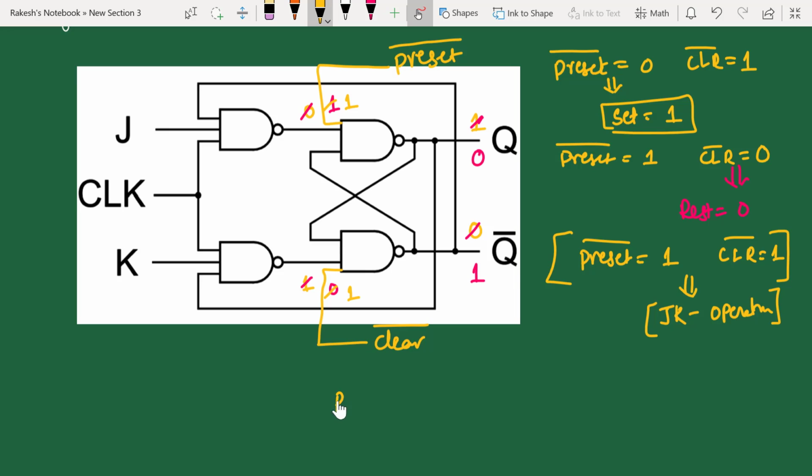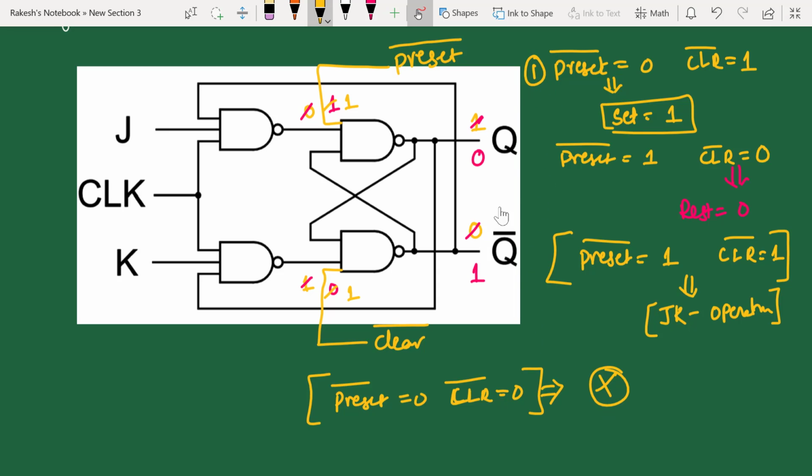The last condition is where your preset bar is low and clear also low. If you understand here, you are asking your flip-flop to preset as well as clear at the same time. So it will be a contradictory instruction to the flip-flop, asking the flip-flop to set to 1 state and clear to 0 state. So we don't use this condition. Please remember, we don't use preset bar equals 0, clear equals 0 condition.